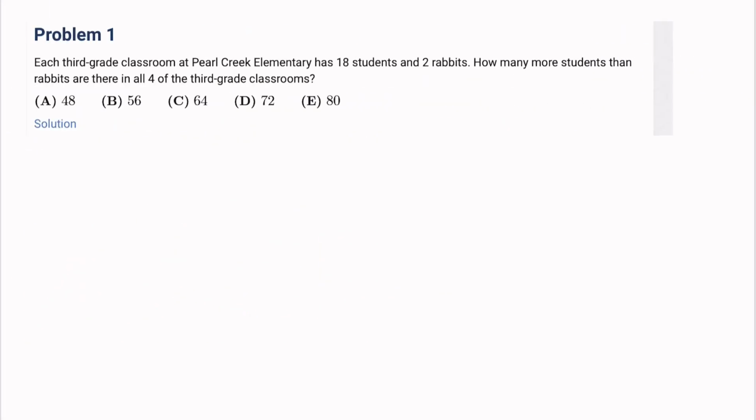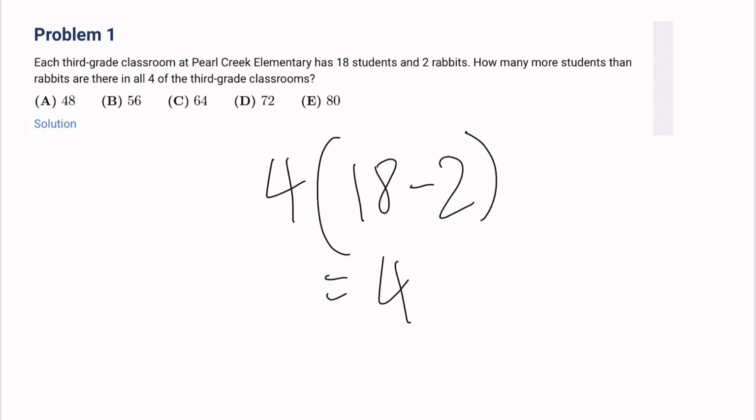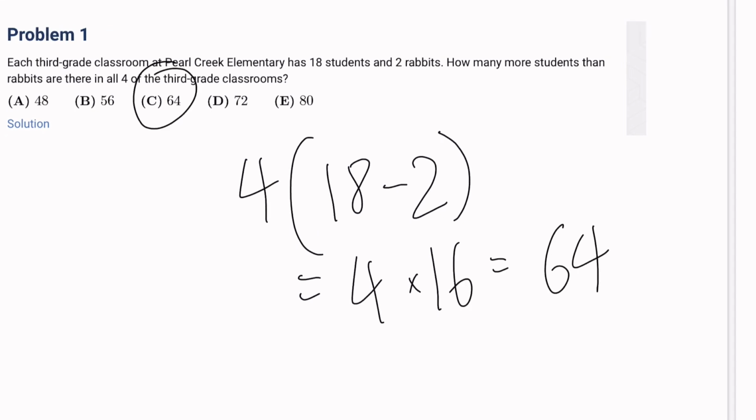First problem, each third grade classroom at Pearl Creek Elementary has 18 students and 2 rabbits. How many more students than rabbits are there in all 4 of the third grade classrooms? So there's 4 classrooms and we have 18 students minus 2 rabbits equals 4 times 16 equals 64. So the answer is C.